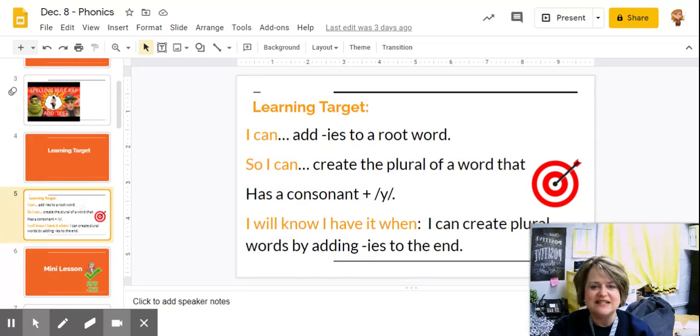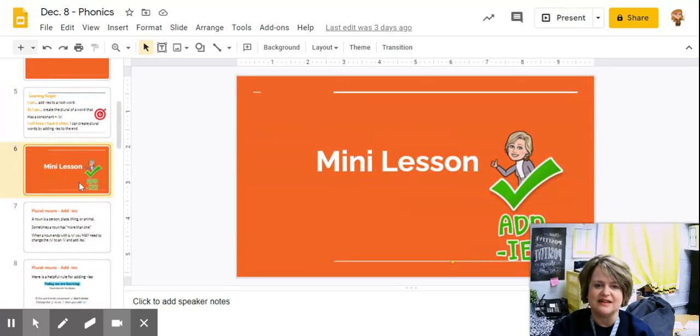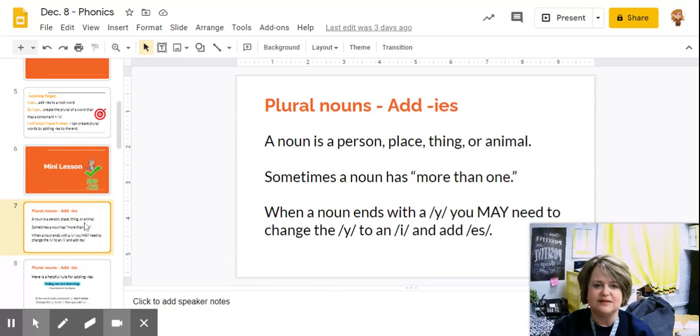Today's learning target says I can add IES to a root word so that I can create a plural of a word that has a consonant plus a Y. I will know I have it when I can create plural words by adding IES to the end. All right, let's add some IES.